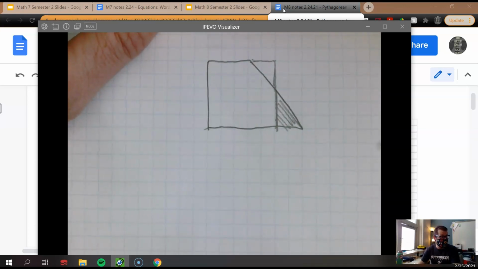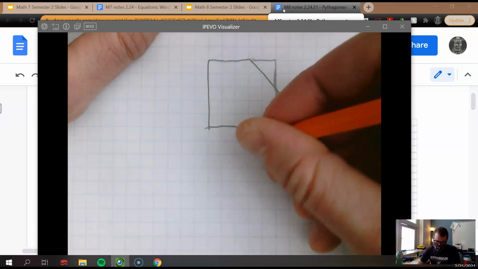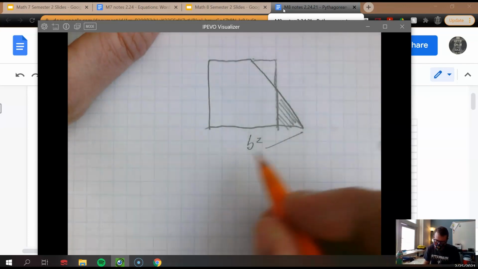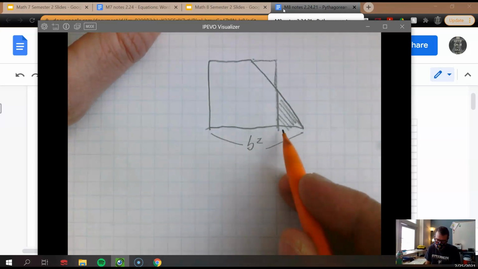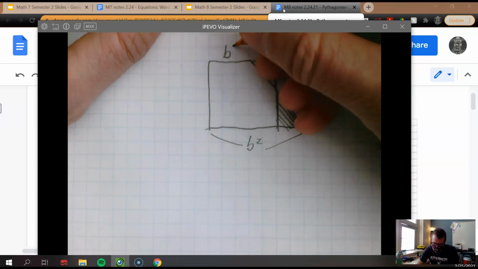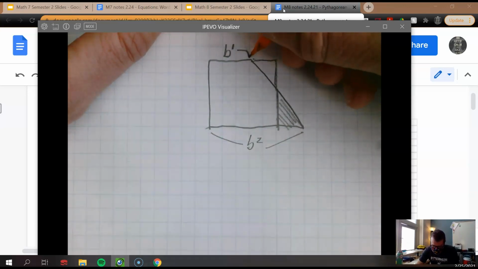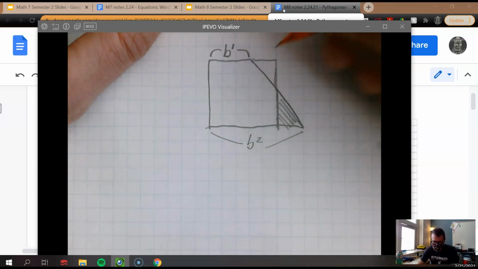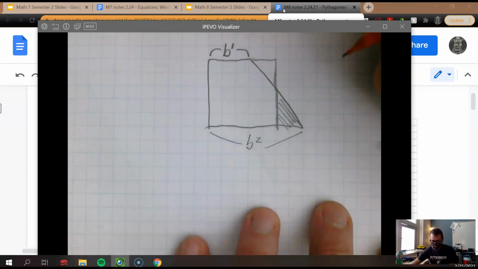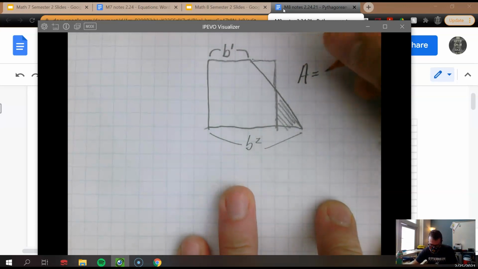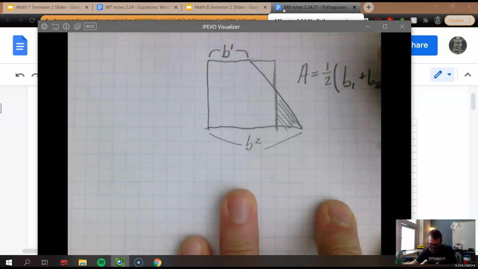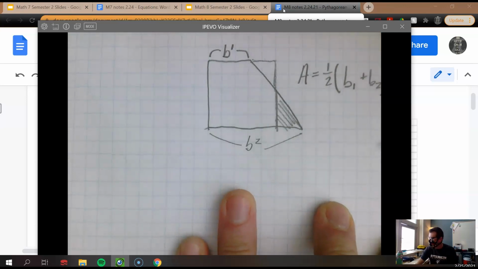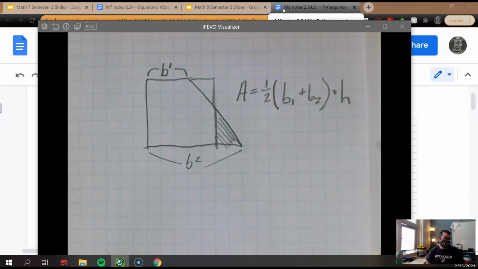So the formula is, if we call this base 2 and it's the entire length before I cut it off, and we call this base 1 but it's just the top before I add it on, the formula for a trapezoid is half base 1 plus base 2 times the height. That's it. That's your trapezoid formula.